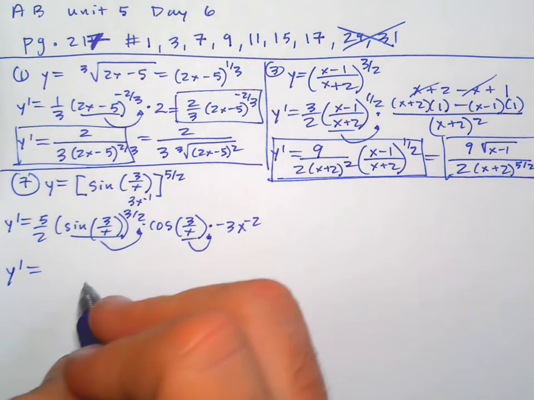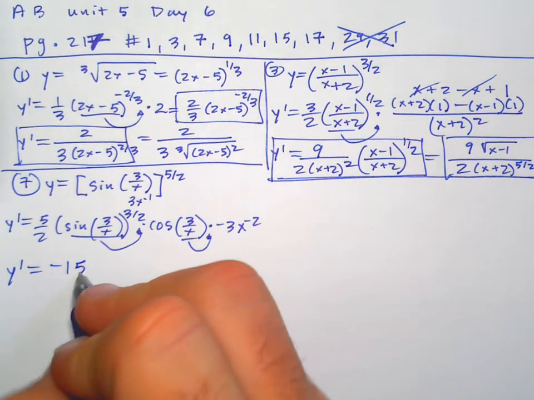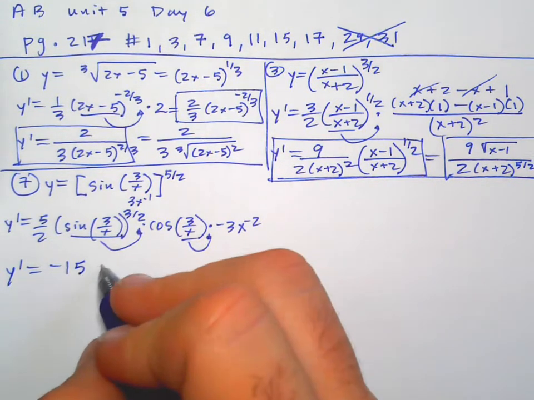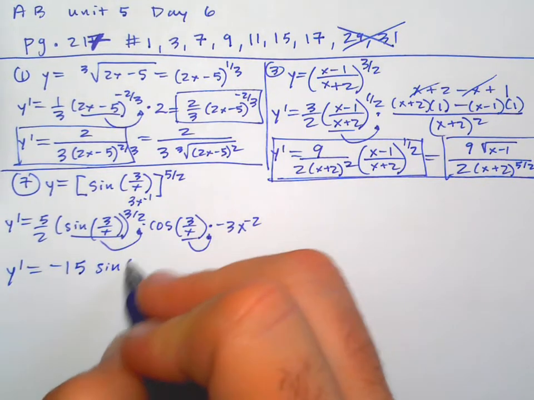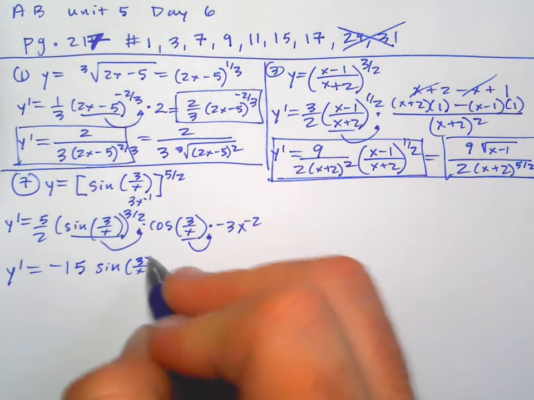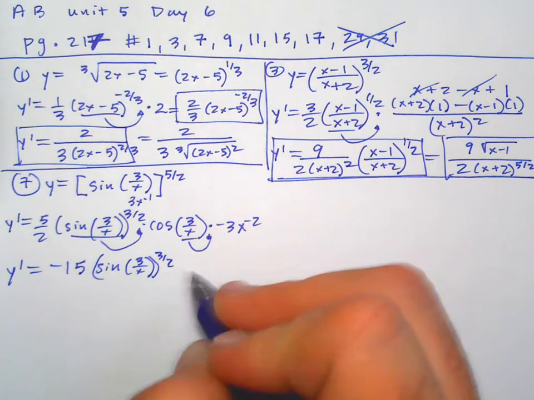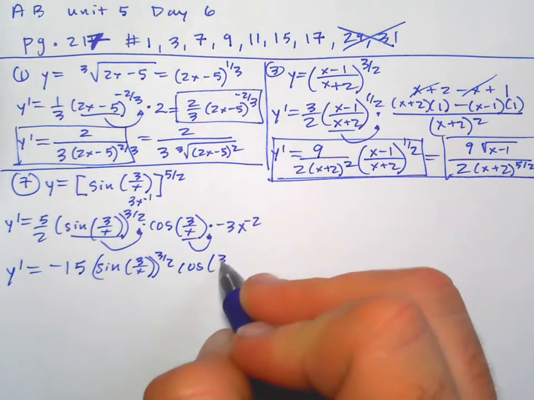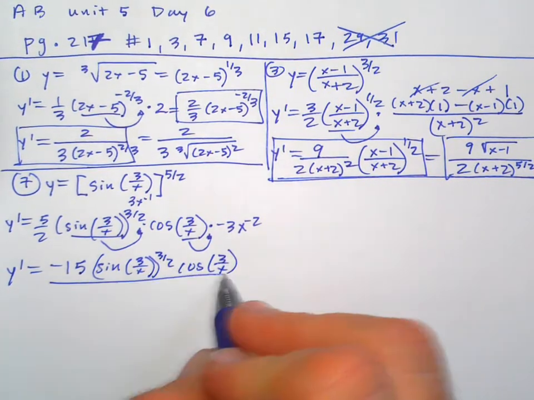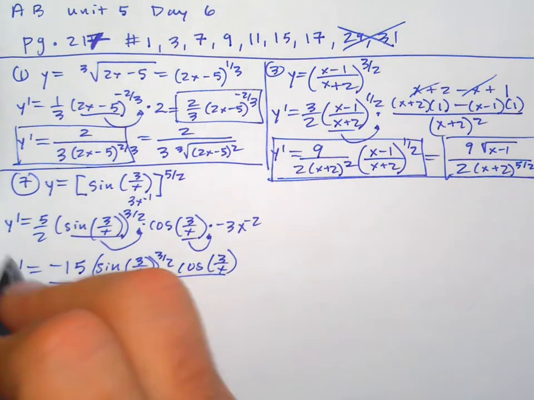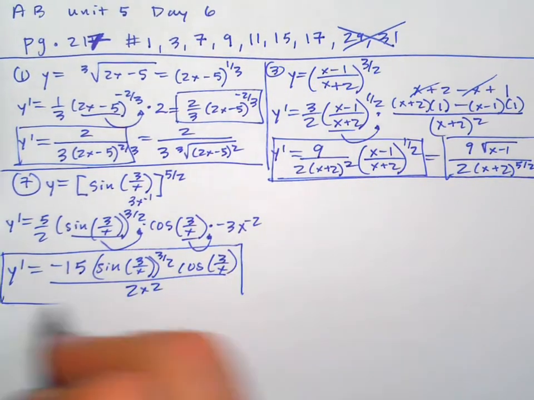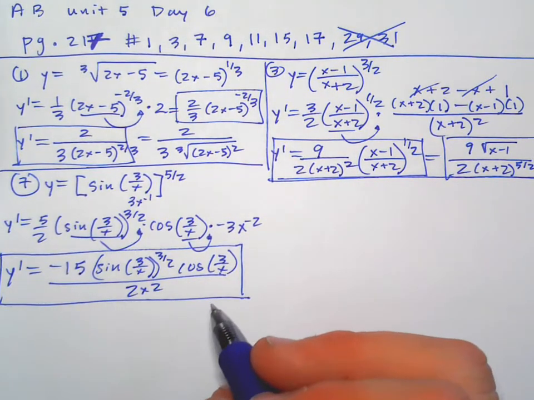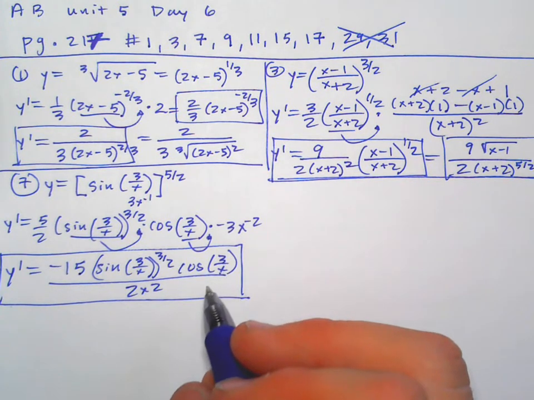So we could say negative 15 sine 3 over x to the 3 halves, cosine 3 over x, all over 2x squared. It's still pretty gross, but I don't know, it's a little better. So that's maybe what I would go with.